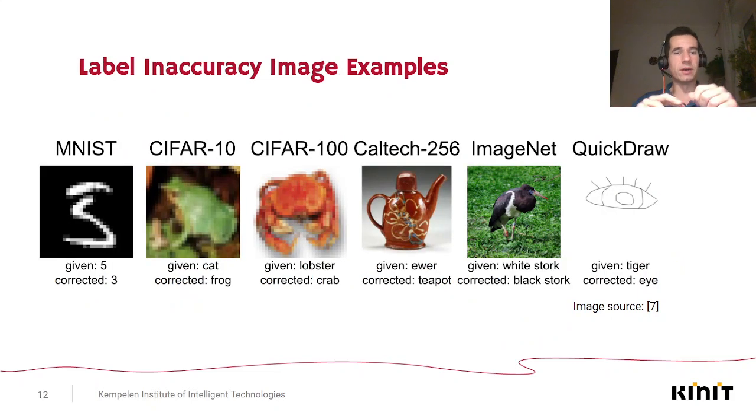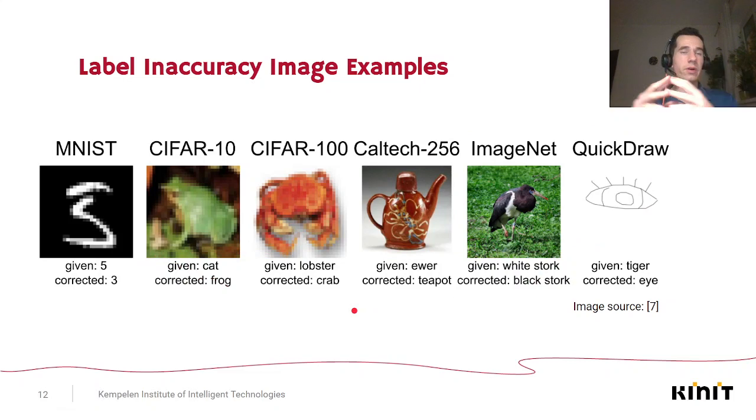This is a label inaccuracy example on images. There is a widely known problem that even image data, which is easily understandable by humans, contains many wrongly labeled samples. As we can see, this one on CIFAR should be a frog, but the dataset says it's a cat, and so on.